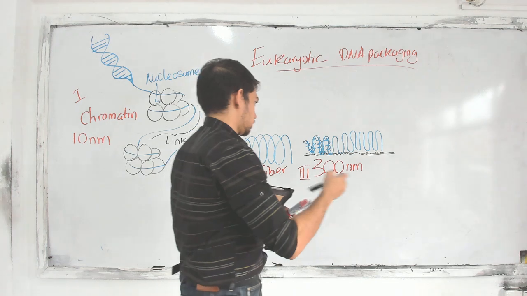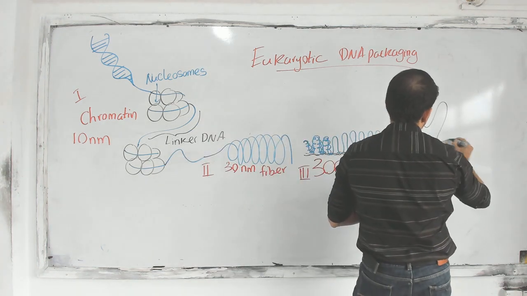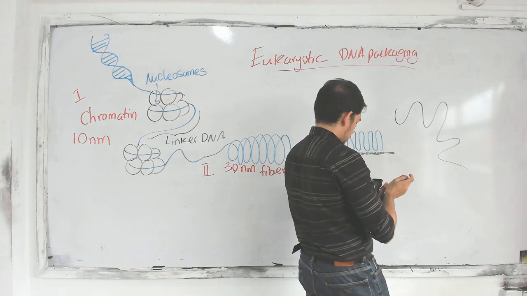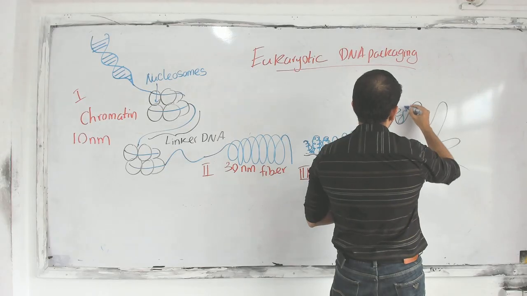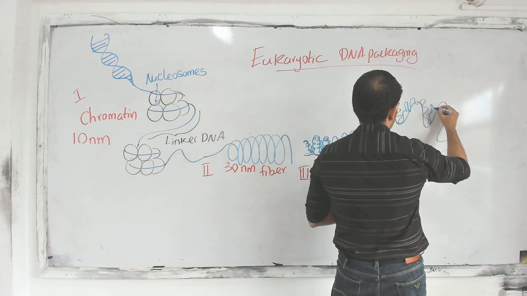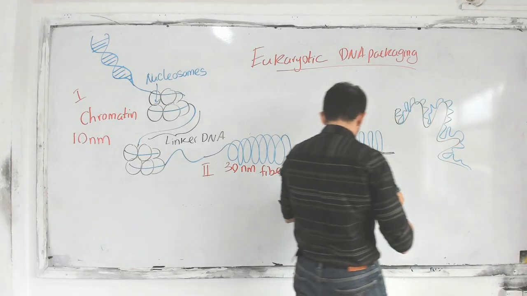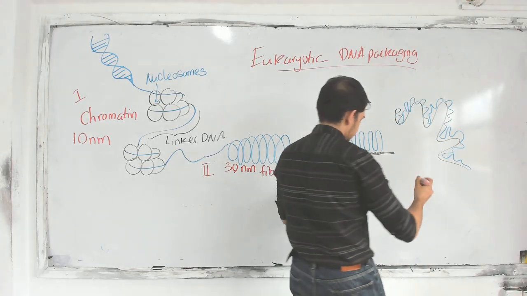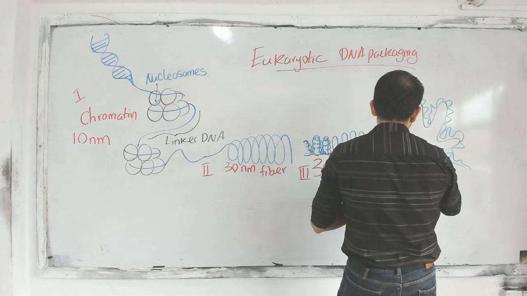Then what's going to happen is this protein scaffold is going to fold. It folds like this. Right? Then with that, the DNA on it is going to fold as well. This is level 4, 700 nanometers. Level IV.